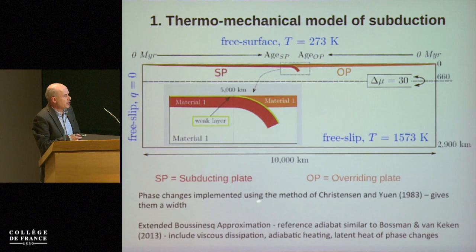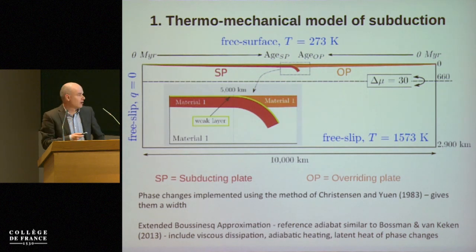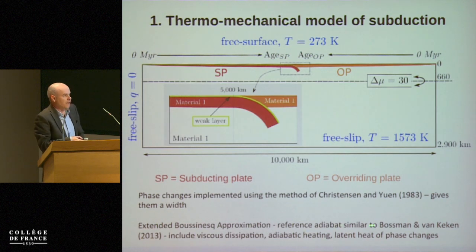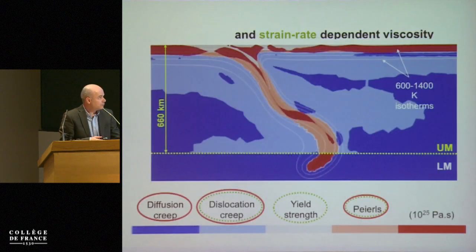When we implement phase changes, we're going to implement it by the method of Christensen and Yuen, which gives them some width. So this isn't quite as sophisticated as what Carolina was telling us this morning. In the extended Boussinesq approximation, as I mentioned, these various things are in, including a reference adiabat, which is quite similar to Bossmann and van Keken.